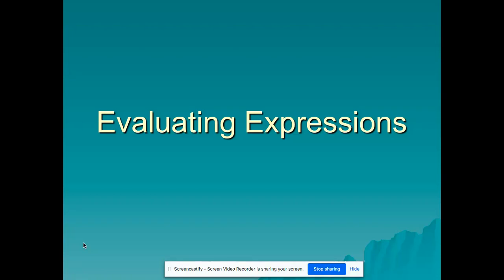All right, today's lesson is on evaluating expressions. Before we get started, I do want to remind you that you should have different colored pens and a piece of paper to take notes on if you don't have my guided notes page.